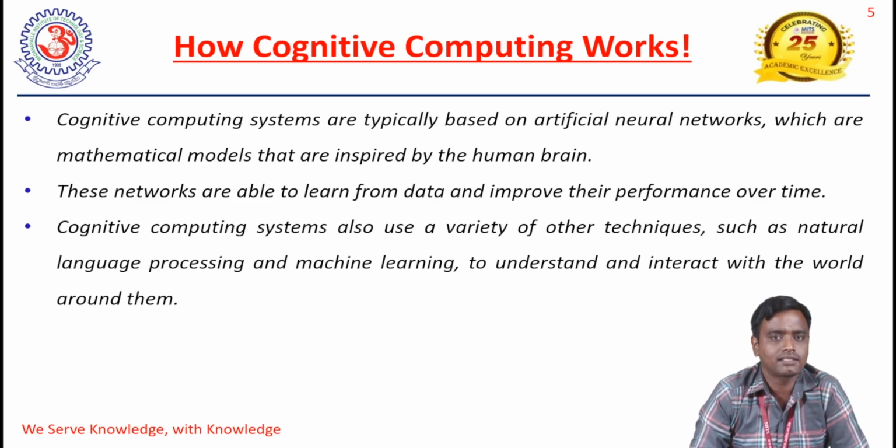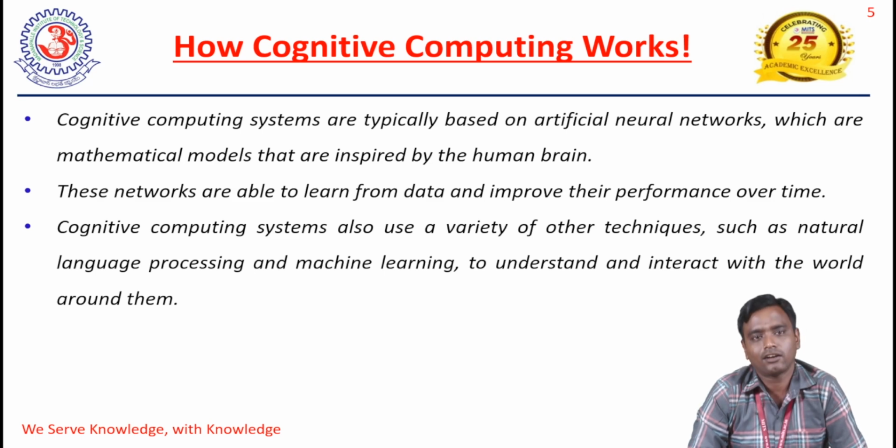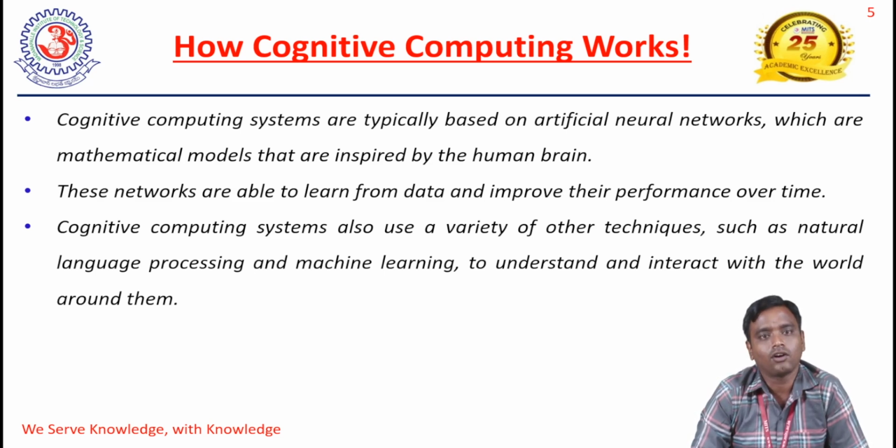And these networks are able to learn from data and improve their performance over time. Like a machine learning model, which can learn from the data which is fed to the model, and it can improve the performance over time. So if you are feeding n number of data, based on the data which is fed, the performance will be improved over time. So likewise, the cognitive models work, and the cognitive computing systems are also used. Various cognitive computing systems use a variety of other techniques such as natural language processing and machine learning to understand and interact with the world around them.